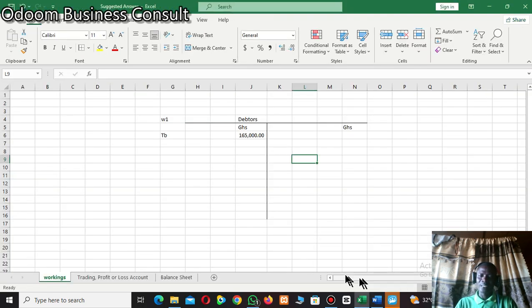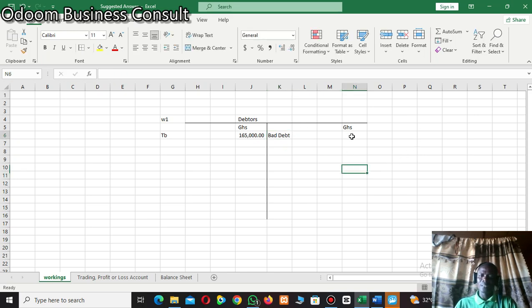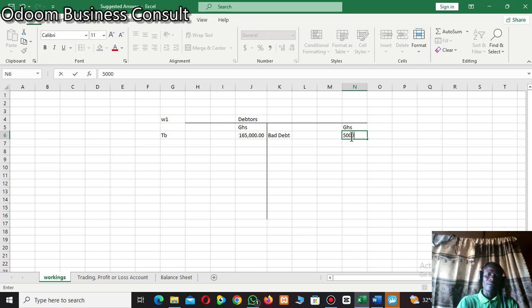So how do you write it off? You don't just cancel in accounting, you have to use the right recording. If you have to reduce a debit balance of trade debtors, then what you have to do is credit the account. So here you write bad debt, which is 5,000.